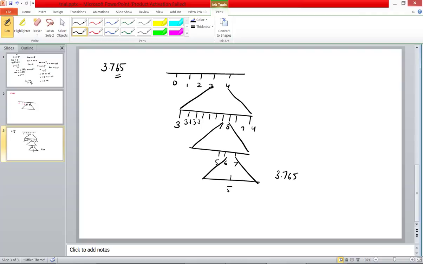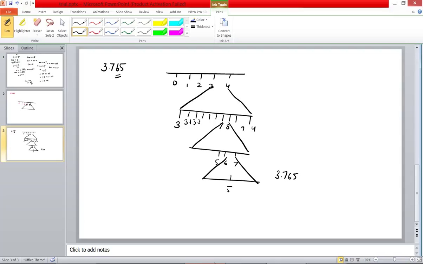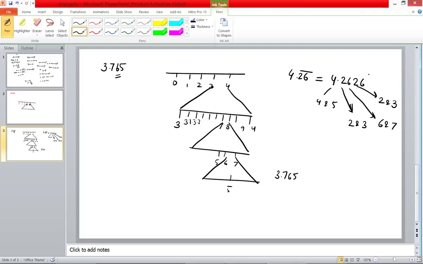So you can go as many decimal places as specified in the question. Now suppose I have 4.26 where 26 is repeated and it's been told 4 decimal places. So I will write like this. I will magnify something between 4 and 5. Then on the next one I will magnify between 2 and 3. On the next iteration I will magnify between 6 and 7. Then in the next iteration I will magnify between 2 and 3. And in the last, I will point out the 6th value. So this is how you do the subsequent magnification and get the value.